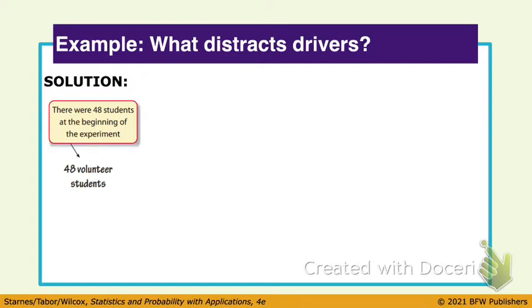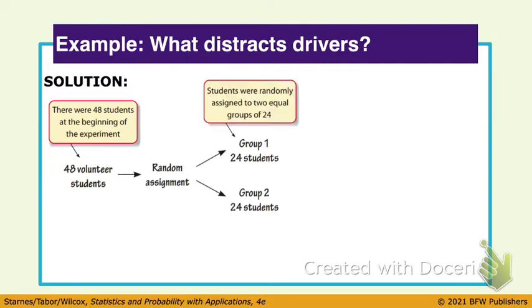What should we do next? Perfect. The next thing is we're going to do random assignment. We're going to have two groups. One group is going to have 24 students. The other group is also going to have 24 students. Randomly assign them.